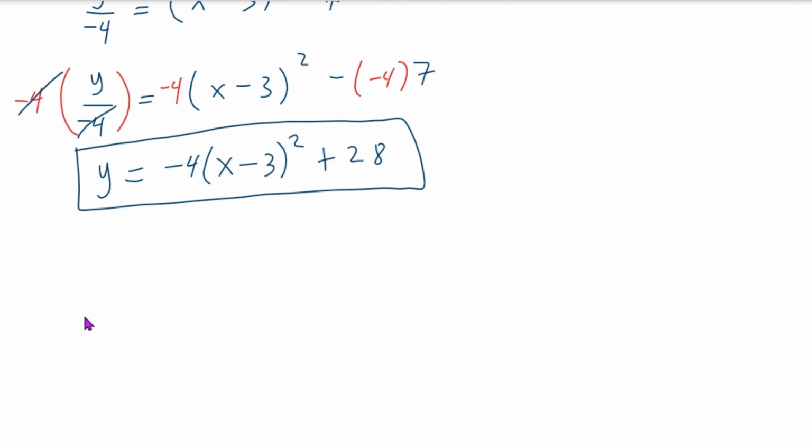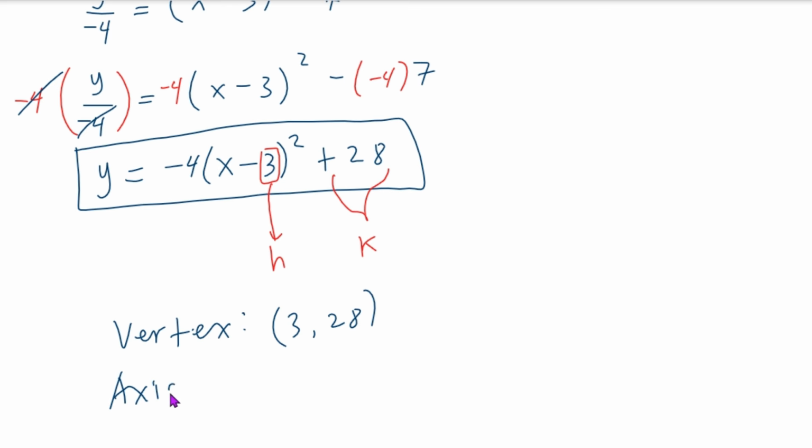Now it is clear that the value of h is 3. And the value of k is positive 28. So the vertex is at 3, 28. And the axis of symmetry, the equation of the axis of symmetry is x equals positive 3.